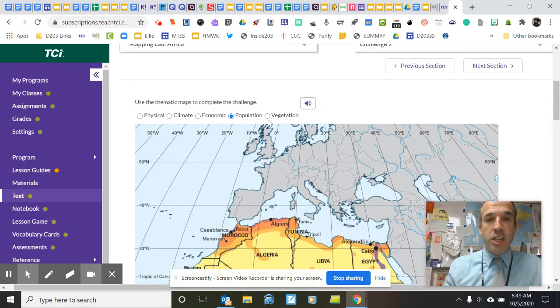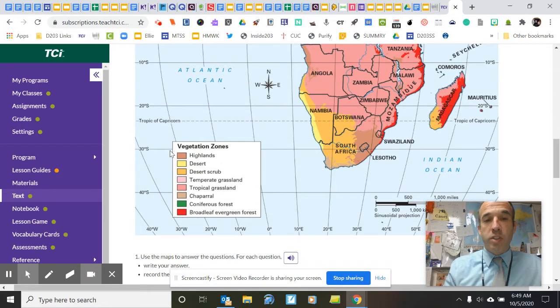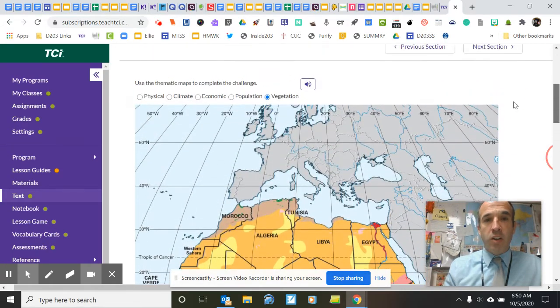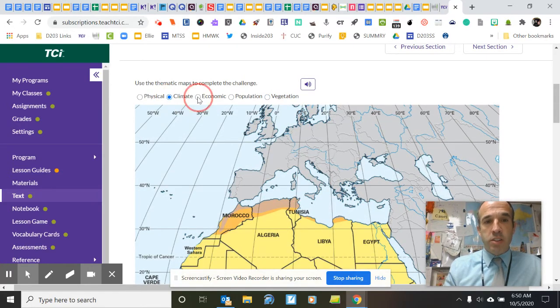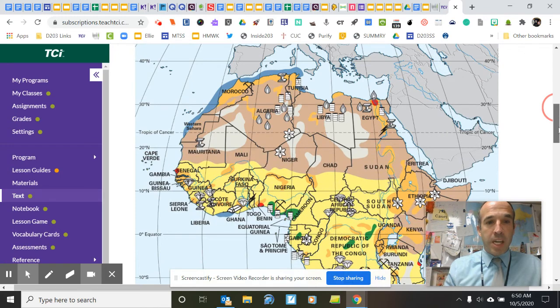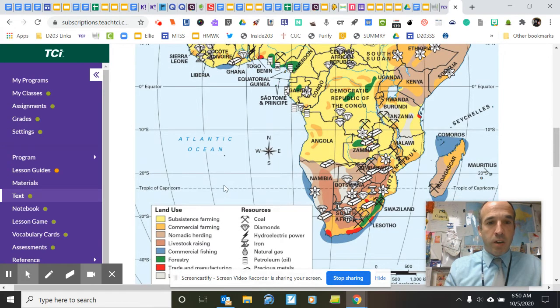Last one is vegetation. Vegetation looks like this. This tells you what type of stuff grows there. So you're going to use those 5 maps toggling through to get your answers. Remember, these are your lines of latitude, 50, 40, 30. Note there's the Tropic of Cancer, there's the equator. Scroll down, you're going to have the Tropic of Capricorn. That means everything in between the Tropic of Cancer and Tropic of Capricorn is the tropics.